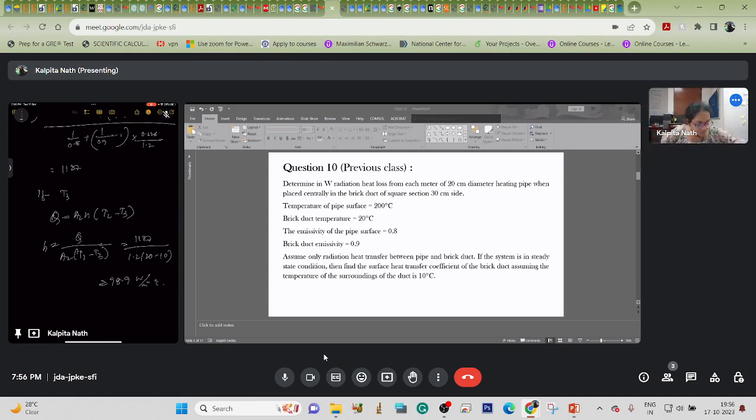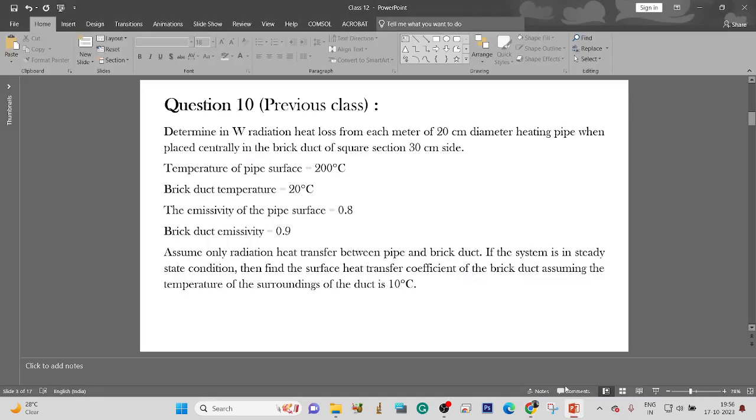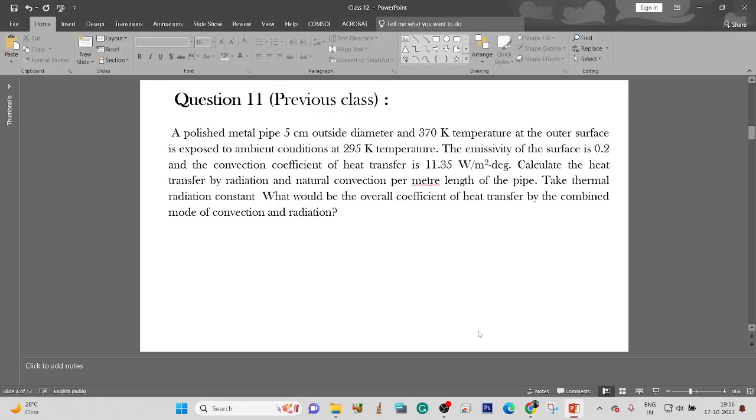Now we'll proceed to the next problem of the previous day. A polished metal surface of 5 centimeter outside diameter and 370 Kelvin temperature at the outer surface is exposed to ambient condition at 295 Kelvin. The emissivity of the surface is 0.2 and the convection coefficient, or heat transfer coefficient, is 11.35. Calculate the heat transfer by radiation and natural convection per meter length of the pipe.